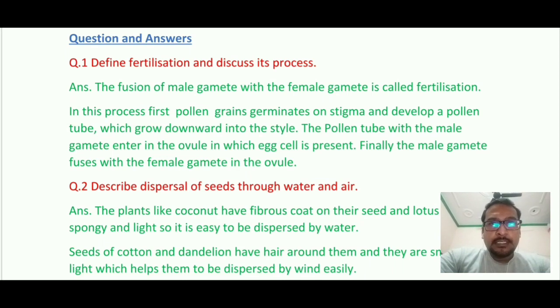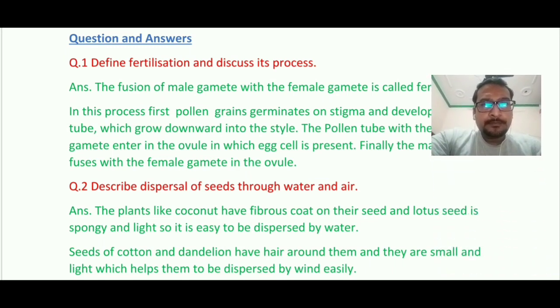What is the process? In this process, first pollen grains germinate on stigma and develop a pollen tube which grows downward into the style. The pollen tube with the male gamete enters the ovule in which egg cell is present. Finally, the male gamete fuses with the female gamete in the ovule. Okay, so separately also you will get these answers.